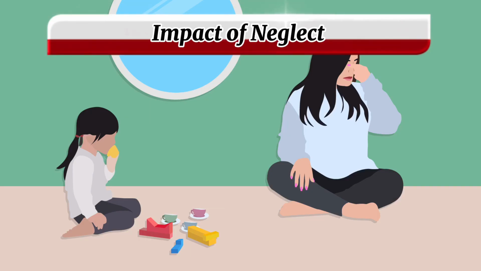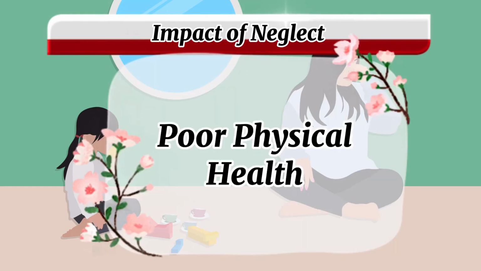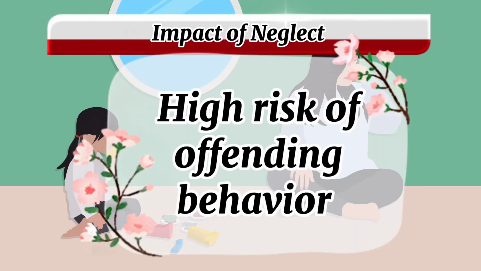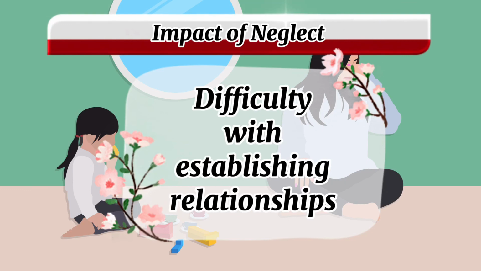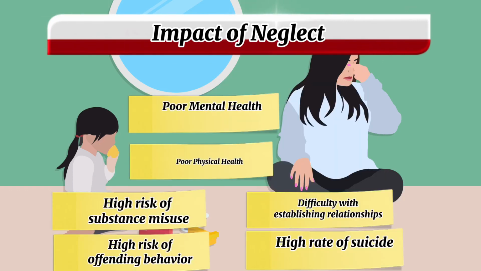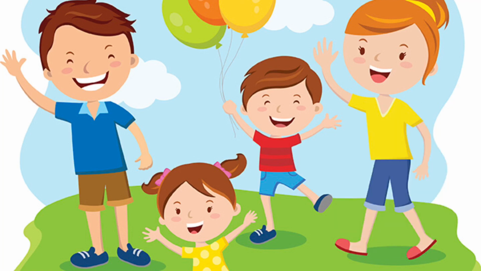Impact of neglect: poor mental health, poor physical health, high risk of substance misuse, high risk of offending behavior, difficulty with establishing relationships, high rate of suicide. Neglect severely affects a child's life. Keep in mind that neglect impacts the overall development and health of children, so it's important that you do everything you can to recognize, respond to, and prevent neglect.